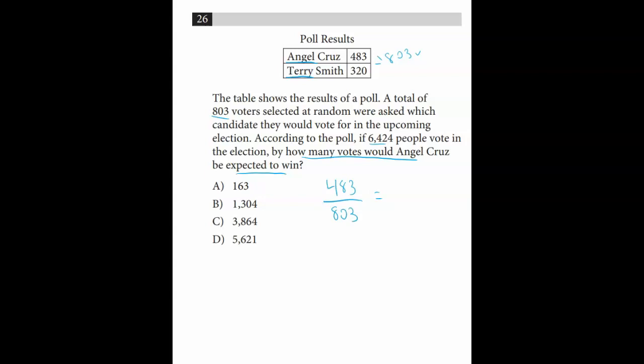And we find that 483 divided by 803 is 0.6015, so 60.15% of the votes went to Angel Cruz. And so we need to find the amount of votes that went to Terry Smith. So do the same thing, 320 over 803, or you could do 1 minus 0.6015. Both would get you the same answer of 0.3985.